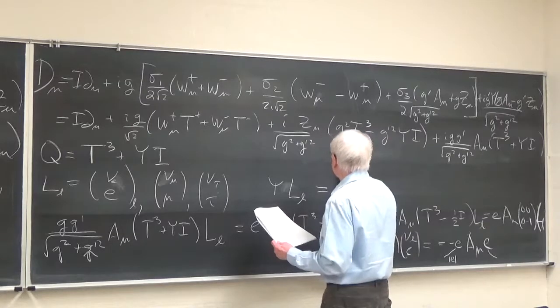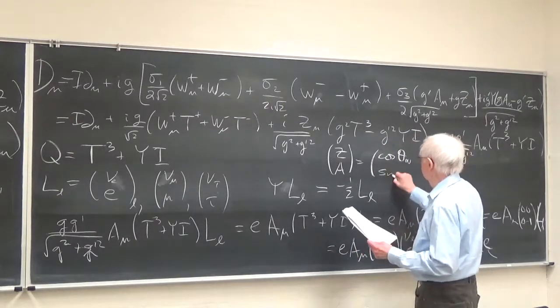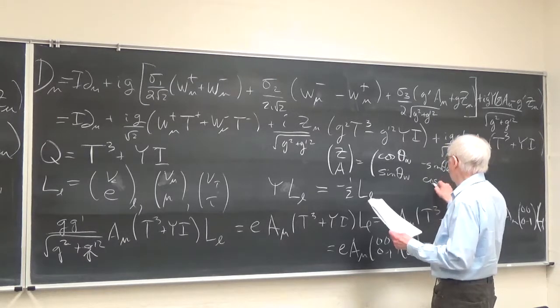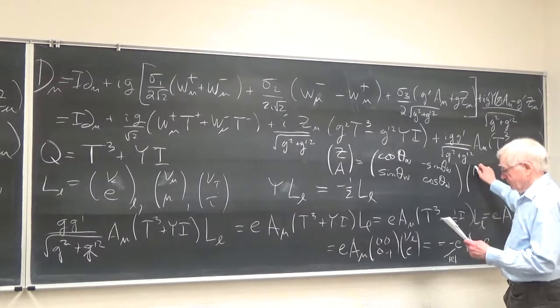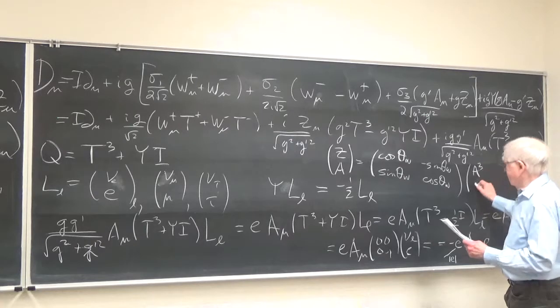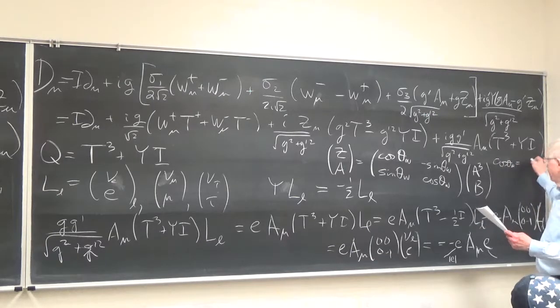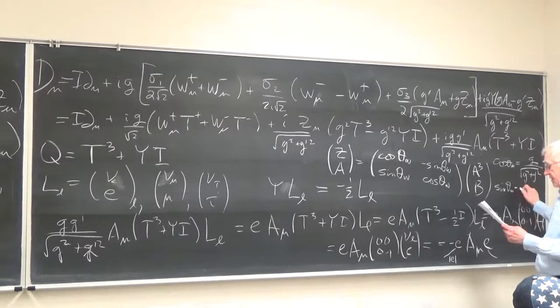The relationship between the Z and the photon can be written in terms of an angle, which is called the weak mixing angle. It's also called the Weinberg angle, and in fact it was called the Weinberg angle more than the weak mixing angle in the early days. Here the relationship is A3 and B, and this 2x2 matrix gives you the Z and the photon. So the cosine of the weak mixing angle is g over the square root of g squared plus g prime squared, and the sine of the weak mixing angle is g prime over the square root of g squared plus g prime squared.